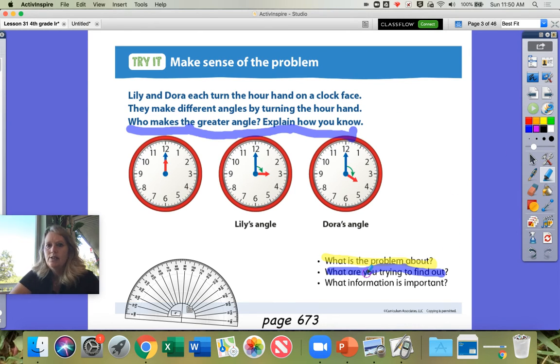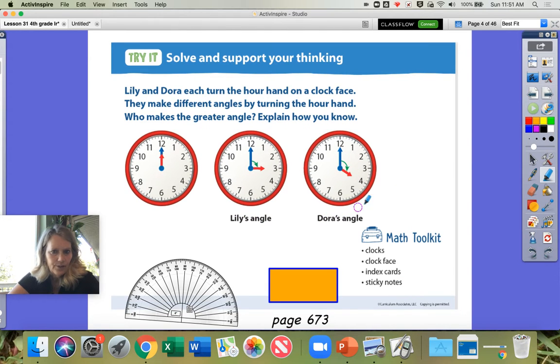And the last read, we are looking for important information. Lily and Dora each turn the hour hand on the clock face. They make different angles by turning the hour hand. Who makes the greater angle? Explain how you know. So it looks like the big thing is we've got Lily and Dora. Lily goes to 3 and Dora goes to 4. So that's our important information, to know the difference between the two clocks.